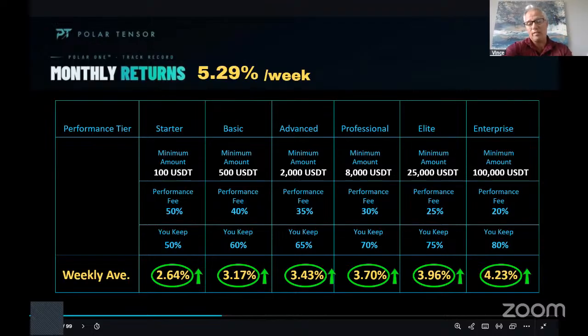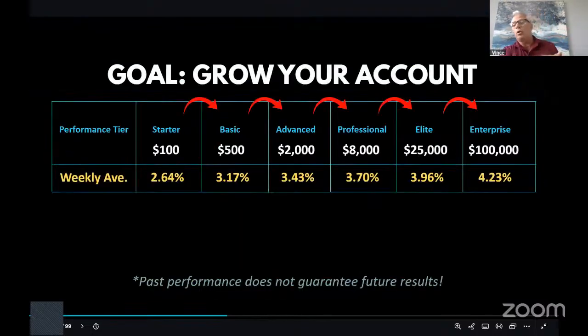Or if you get started at a tier, again, the goal is to grow your account. It's the same thing with your mutual funds, your bank account, anything, is to grow your account. When your account grows, the computer automatically picks it up and puts you in the next tier, and you will receive more funds, a higher percentage of the returns that week.